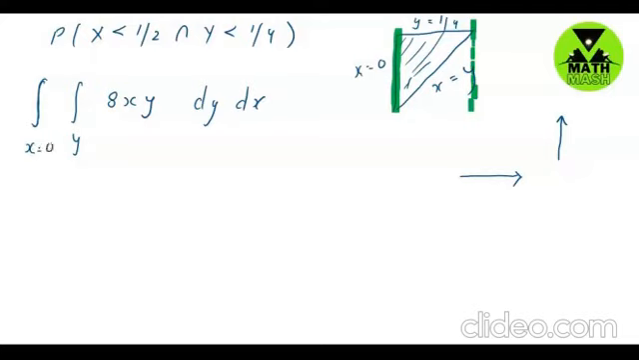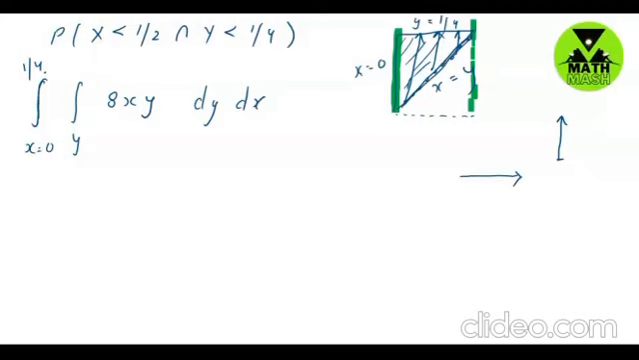So the x values go from 0 to 1 by 4, and when x is varying from 0 to 1 by 4, how is y varying? For y, we are moving from bottom to top, so y is varying from bottom to top in this way. So the lower limit of y changes with the values of x as x is varying.